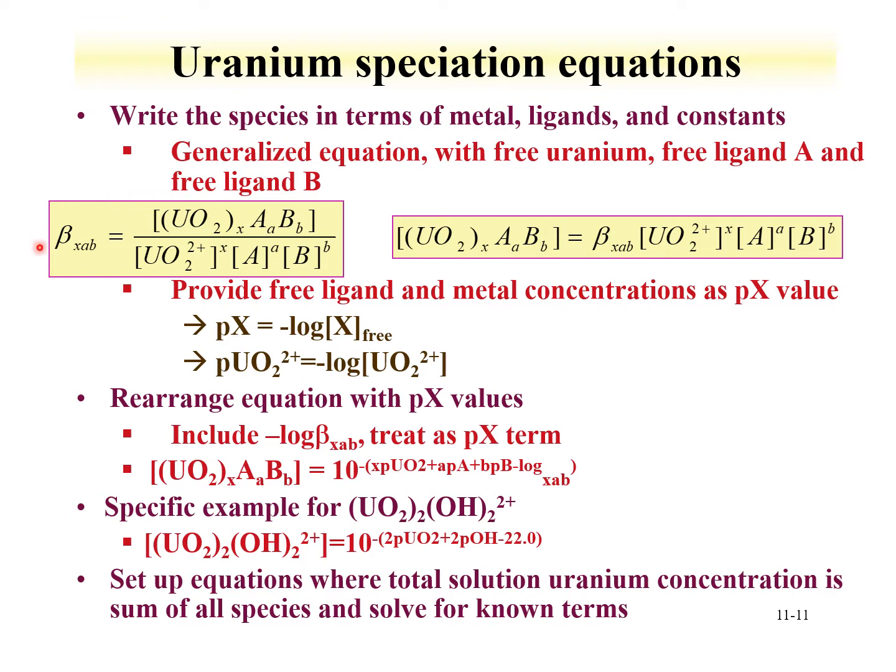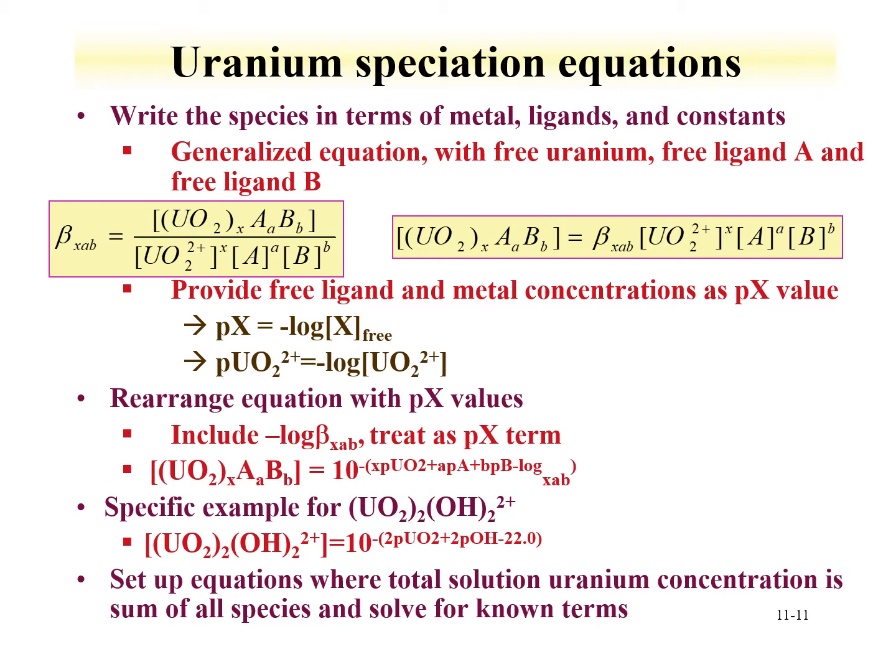If I have this generalized complexation constant, I can write the concentration of the product as a function of the complexation constant and the species involved in the reaction. An easy way to evaluate these terms is to write the free ligand and free metal concentrations as pX values. pX, like pH, is just equal to minus the log of the free concentration. So for instance, pUranyl, UO2 2+, is just equal to minus the log of the UO2 2+ concentration.